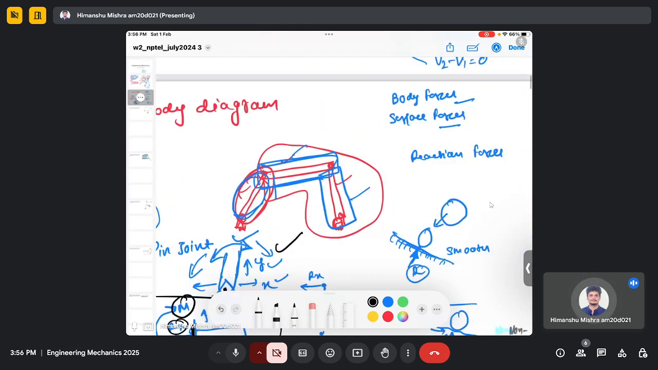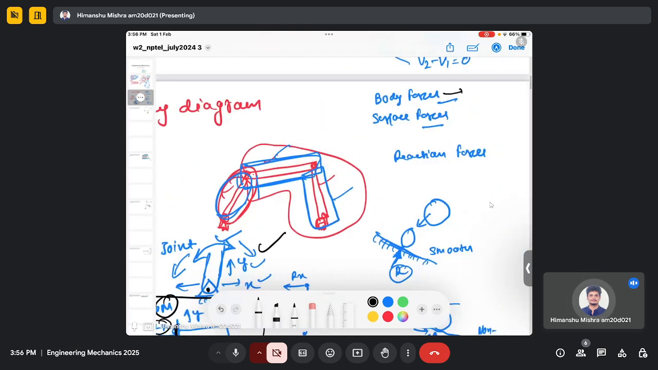Similarly, about the body force that we have discussed, for gravity you consider the force as mg, and for the spring forces, you consider the spring force as kx. K is the spring constant that is usually given in the question.